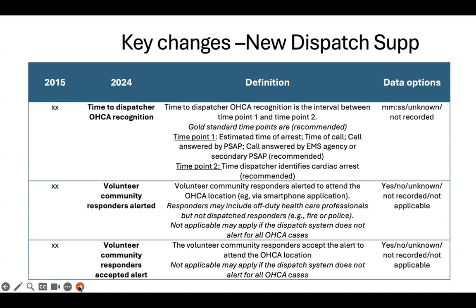Also, it would be, if possible, nice to collect information about whether a volunteer community responder was alerted, yes, no, and also whether the volunteer community responders accepted the alert. But as Janet said, we recognise that there's different stages of evolution in data capture in different ambulance services around the world, and the supplementary data recognises that we acknowledge that not everybody will be able to collect all of these variables. Next slide.